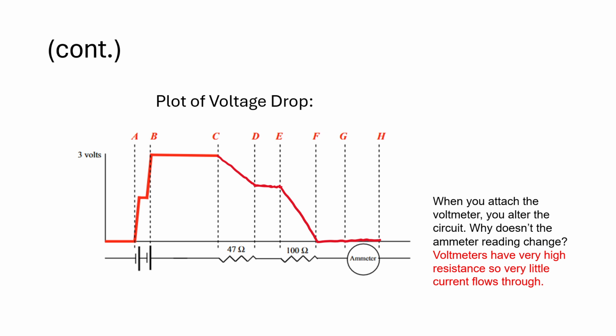So if we plot that, we can see that A to B is the positive potential difference that the batteries impose, and then C to D and E to F are where the resistors are, and those are where the negative potential differences are that negate the positive potential difference from the battery. When we attach the voltmeter, and we alter the circuit, the ammeter reading didn't change because voltmeters have really high resistance, so very little current flows through, as I mentioned previously.